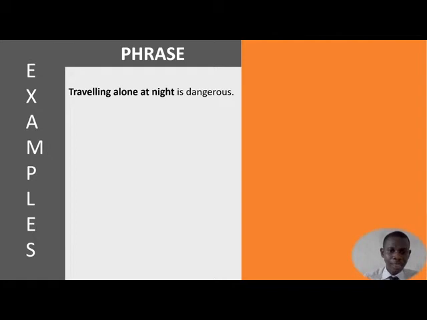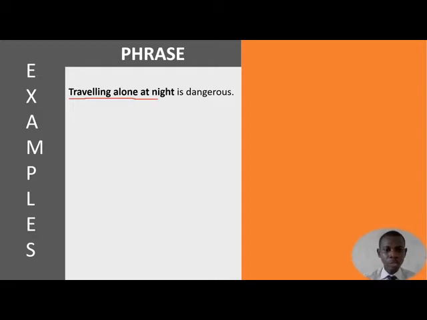Traveling alone at night is dangerous. Now here the expression of focus is in bold: traveling alone at night. So we need to find out whether there is a finite verb here. Once we have a finite verb there, then it's not qualified to be a phrase. We will tag it as a clause. Now, traveling is a verb. Is it a finite verb? No, it's a non-finite verb because it has no subject. Who is traveling? We don't know. It is just a gerund. So traveling here is a non-finite verb.